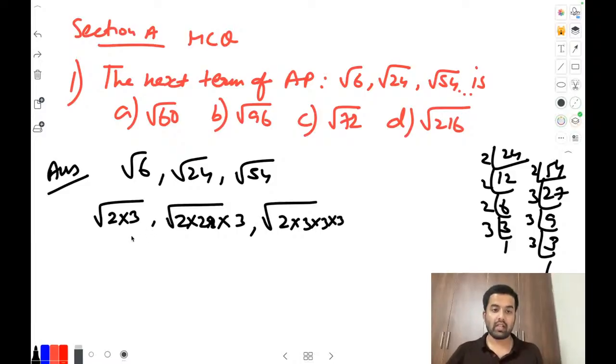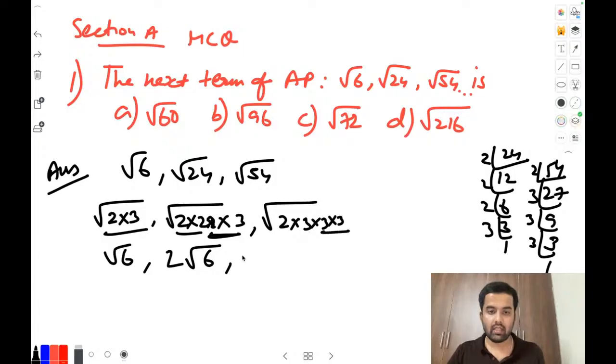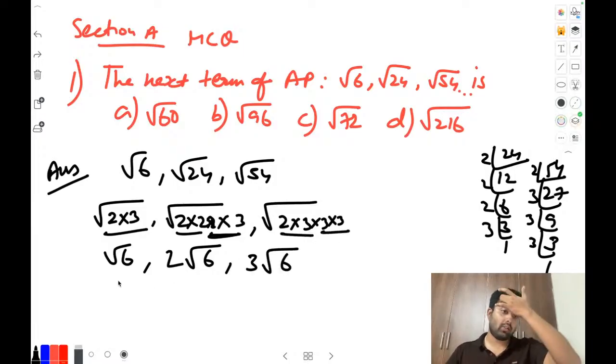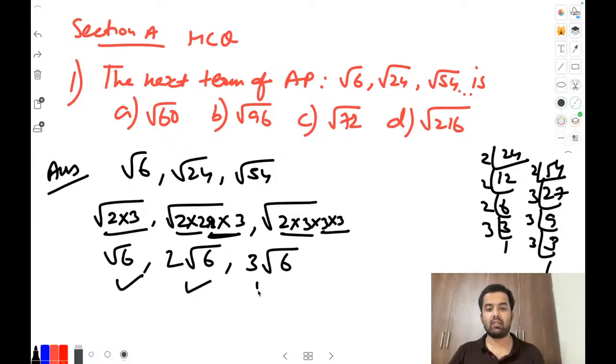Now check this out. What is having a pair? Here we don't have any pair, so root 6 as it is. Here 2 is having a pair, take it outside, and rest of the part will be 2 into 3, which will be 6. Correct? Here again 3 is a pair, 3 take it outside, rest of the amount 6. So check the pattern. Root 6, 2 root 6, 3 root 6.